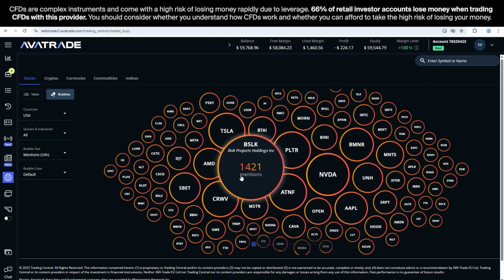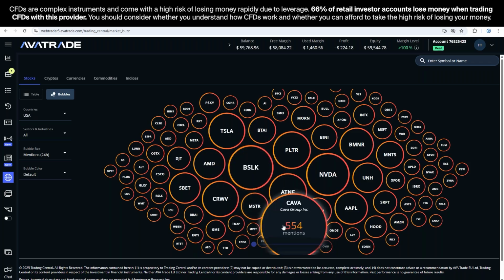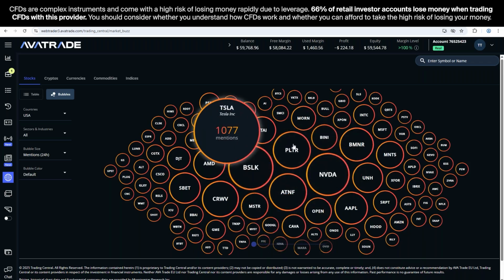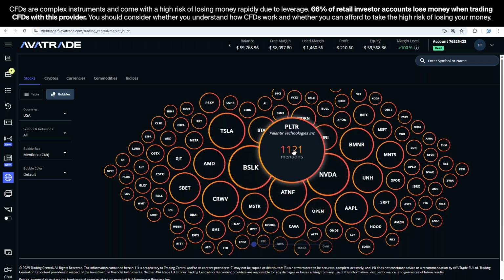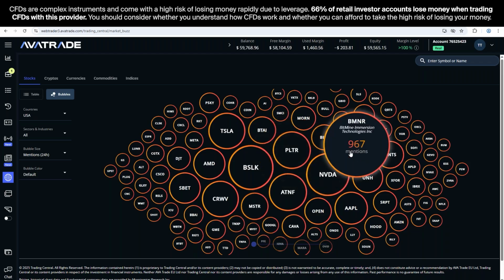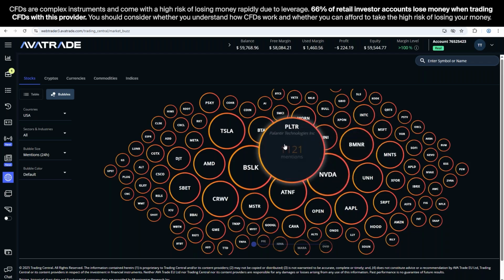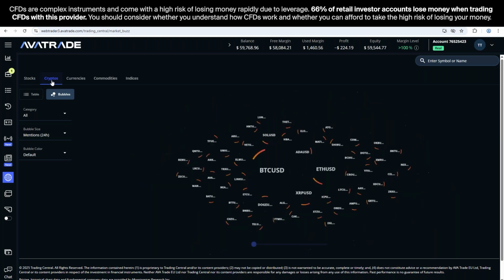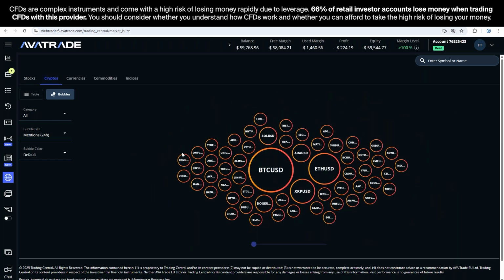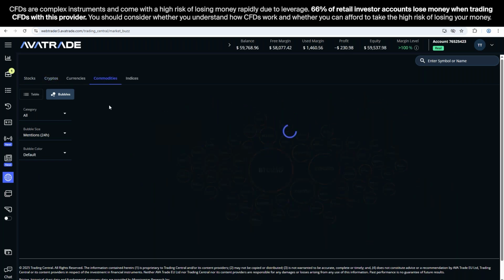The larger the circle, the more mentions are found through social media, articles, news websites, etc. So a lot of the normal culprits here, NVIDIA, Tesla, but then there are others that just out of nowhere might pop up as trending. And you can check out not just stocks, you can check out cryptocurrencies, what's trending the most, find the most recent articles regarding them, commodities, etc.